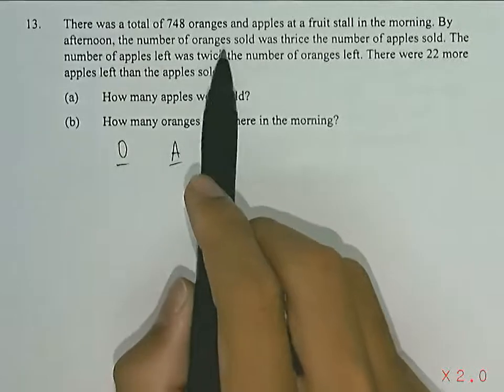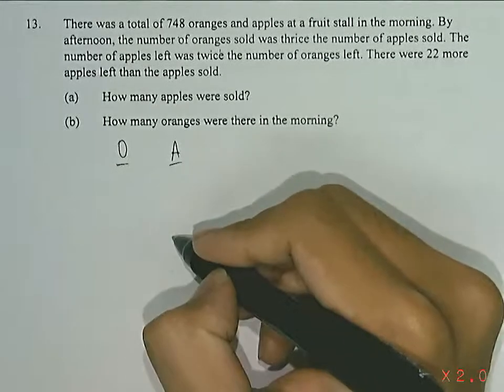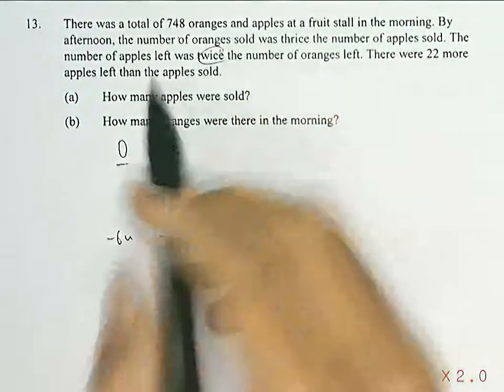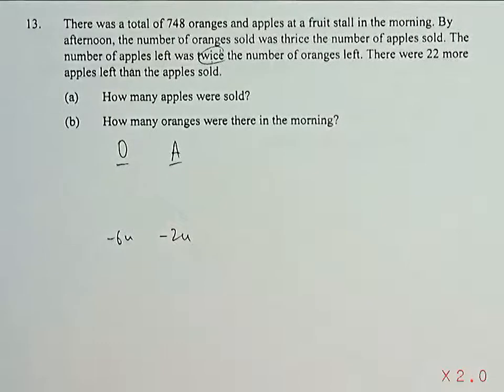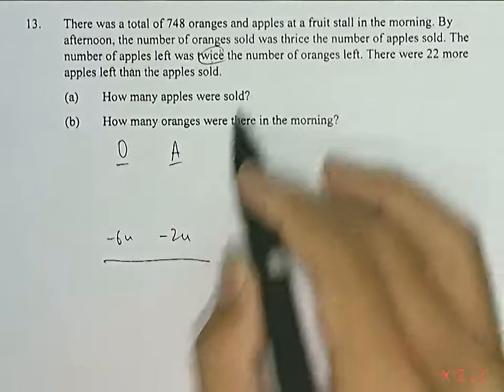So since the oranges sold was thrice of the number of apples sold, instead of using 3 and 1, I'm going to use 6 units and 2 units, because later on we notice that the apples has to be twice of the number of oranges. So we're just going to keep it as a multiple of 2, just so that we have a convenient number later on.